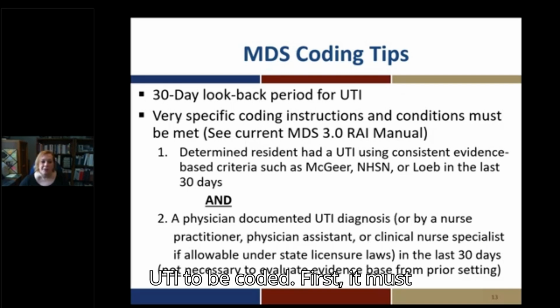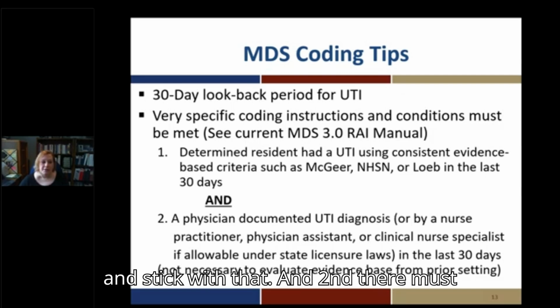The MDS 3.0 RAI manual gives 2 specific criteria that must be met for a UTI to be coded. First, it must be determined that the resident had a UTI using evidence-based criteria, such as McGeer, NHSN, or Loeb, in the last 30 days. Be aware that the facilities are expected to use the same consistent, nationally recognized criteria for their infection control program. You cannot change the criteria with each resident. The facility must choose a criteria and stick with that.